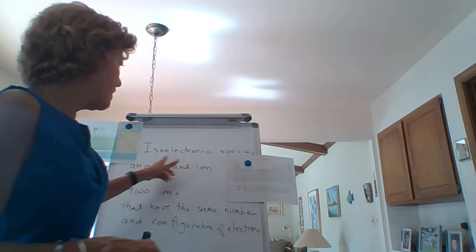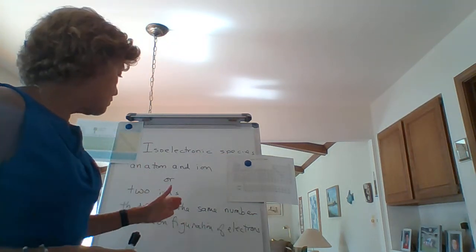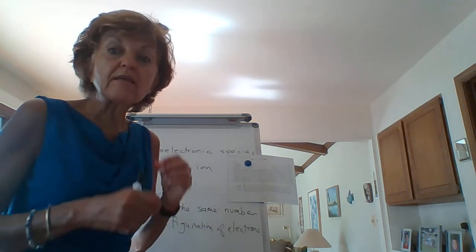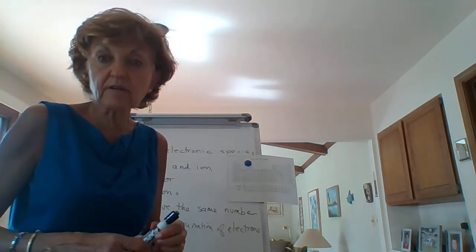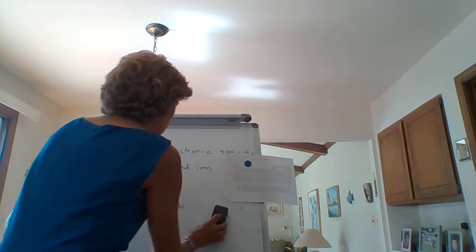One thing I forgot to mention, so I'm adding it in here, is this concept of isoelectronic species. What is that? Isoelectronic species are an atom and an ion, or two ions, that have the exact same number of electrons and the exact same electron configuration. So for example, we're going to need the periodic table for this.